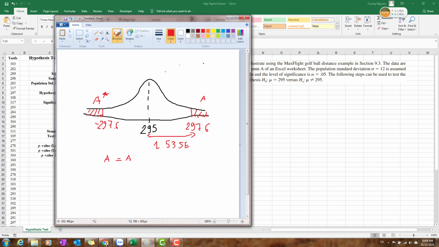Okay, that will be the point. So I need to calculate for R, for A, and then the areas of A star. In total, I just have to times by 2 to get all the area, that is the probability that the population mean, mu, will be very far away from 295.